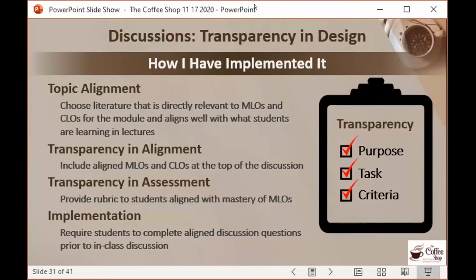And then finally, I required students to complete 10 aligned discussion questions prior to any synchronous online meeting or in-class discussion we had. So students were prepping for these discussions beforehand. I wasn't just leaving it up to the honor system on whether they were going to read these papers.